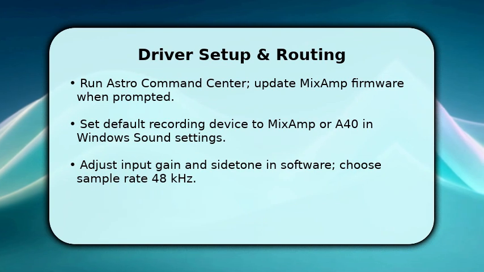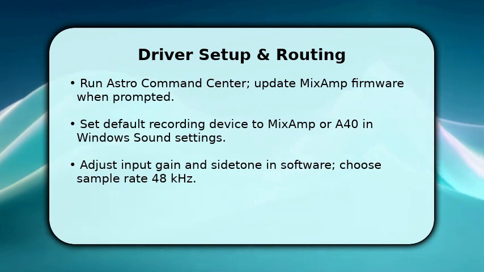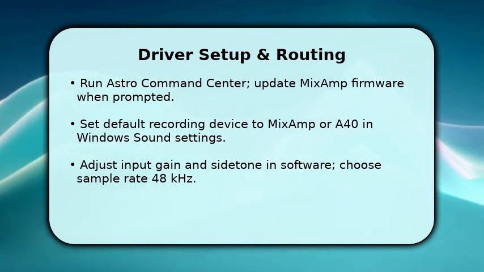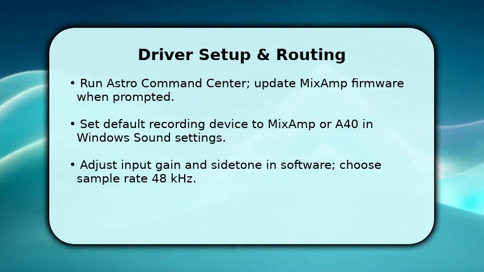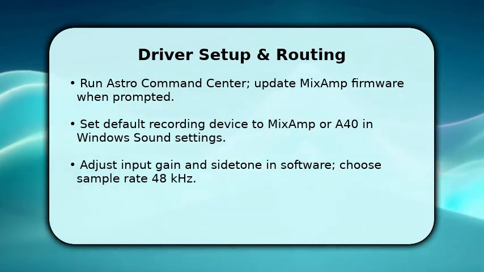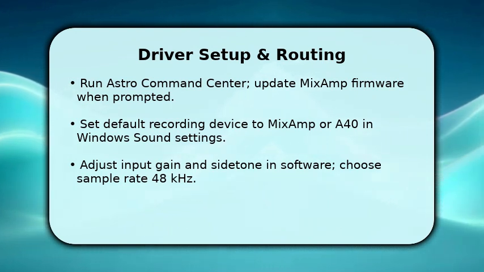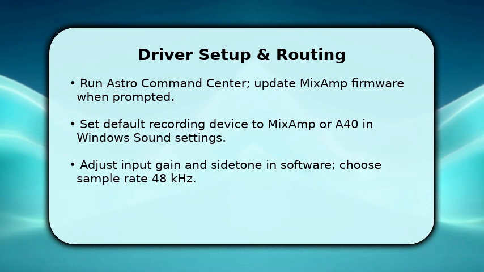Then return to the app to set input gain, side tone, and EQ so your voice is clear without clipping. Also choose a stable sample rate, 48 kHz recommended, because it balances quality and latency. Test with the Windows microphone test and a voice recorder to confirm levels.